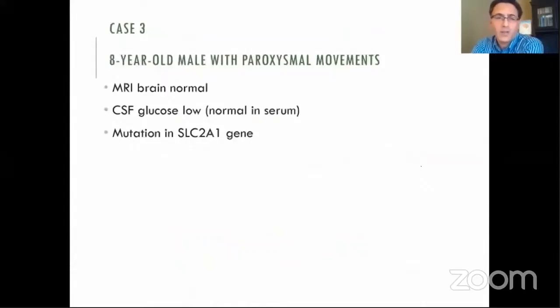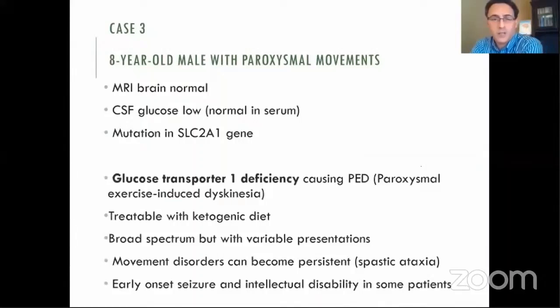In this patient, MRI of the brain was normal. CSF glucose was assessed and was low in the presence of a normal glucose in serum. And this led to checking for SLC2A1 gene mutation, which was present. The diagnosis is a paroxysmal exercise-induced dyskinesia.